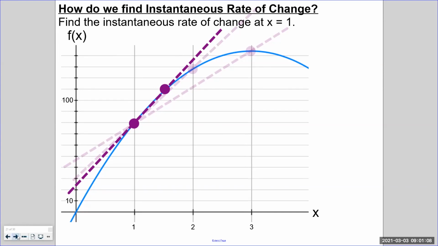But we can still do better. So boom, we can get closer. And then as we get closer and closer and closer, eventually we will get it so that both of the points are at the same x value, meaning that we found the tangent line we're looking for.